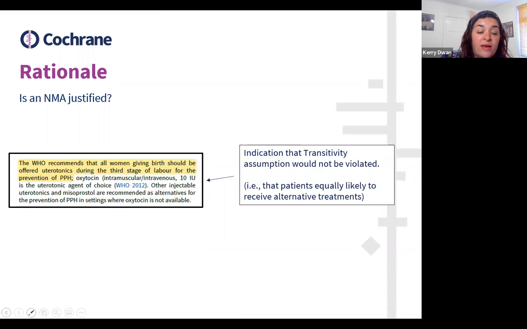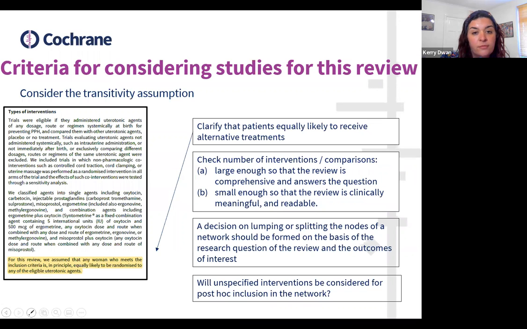In the background as well, it also specified that the WHO recommends that all women giving birth should be offered uterotonics during the third stage of labour for the prevention of postpartum hemorrhage. So this is starting to think about the transitivity assumption and that it's applicable to this review. As I mentioned before, it's important to think about the transitivity assumption in the inclusion criteria. And the authors have done this here by stating that for this review, we assume that any woman who meets the inclusion criteria is in principle equally likely to be randomized to any of the eligible uterotonic agents. So if you remember before, I mentioned this is one of the important parts of transitivity, to make sure that in theory, the women could have been randomized to any of the available uterotonic agents.